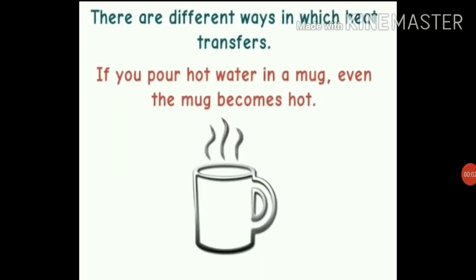Now students, we know that heat is a form of energy and that it flows from a region of higher temperature to a region of lower temperature. But the question is, how does this happen? The methods by which heat is transferred from one region to another are called the modes of heat transfer. There are three modes of heat transfer, namely conduction, convection and radiation. So today we are going to talk about conduction.